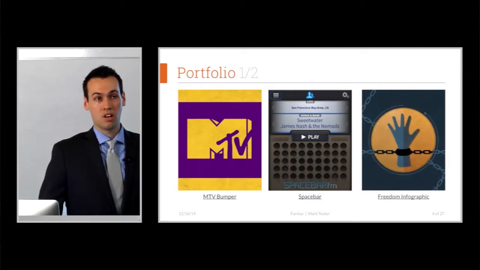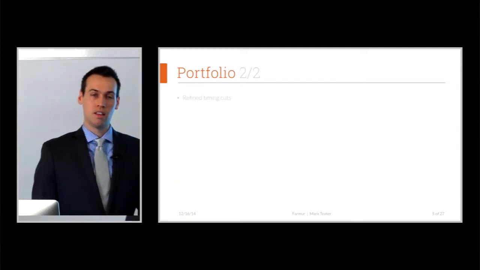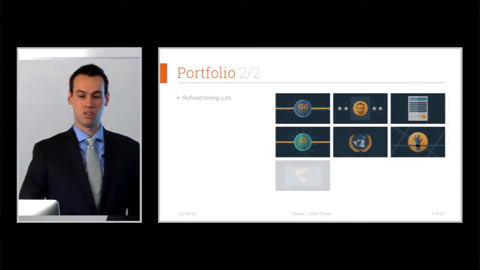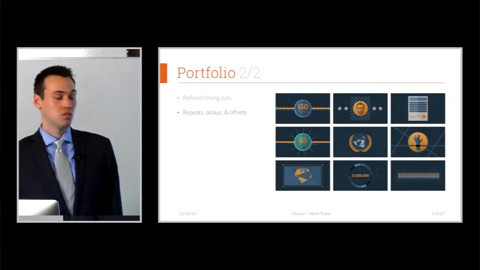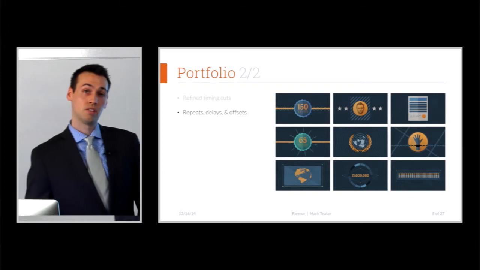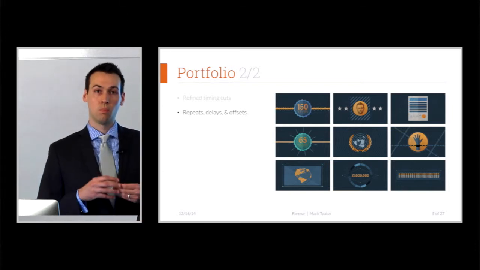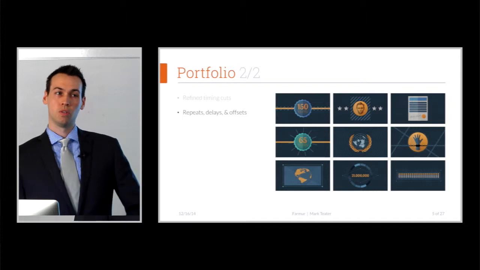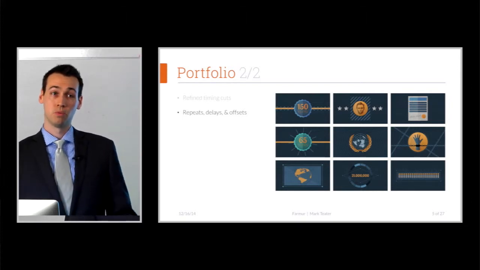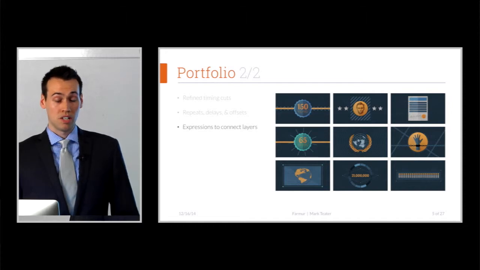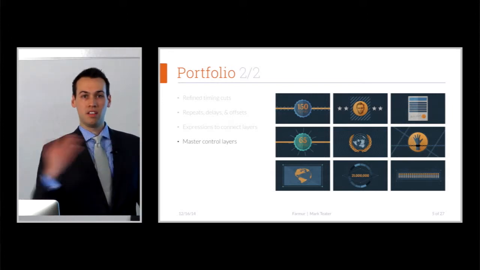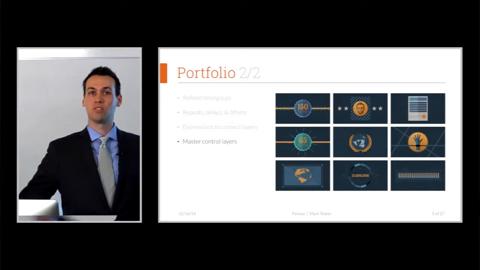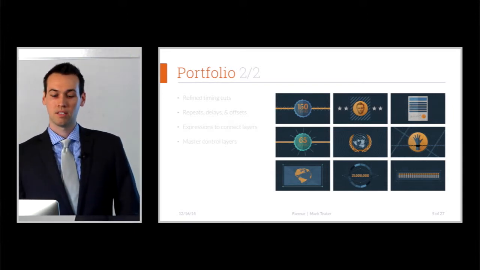The other project I'd like to talk about is Freedom Infographic I created, and this one was at the Spring Show in 2013. I learned a lot about refined timing cuts so that I could get the animation spot on. I also learned about repeats, delays, and offsets, where I would create a simple animation but create multiples of the same animation and stagger them so that it would create this really complex looking animation from something really simple. I also learned about using expressions to connect layers, which also leads to master control layers, where you could set up one layer that everything connects to and apply a single change across the whole project, really simplifying the process.